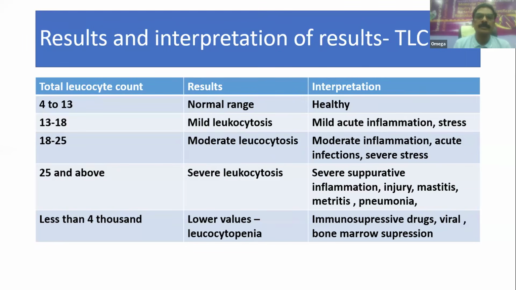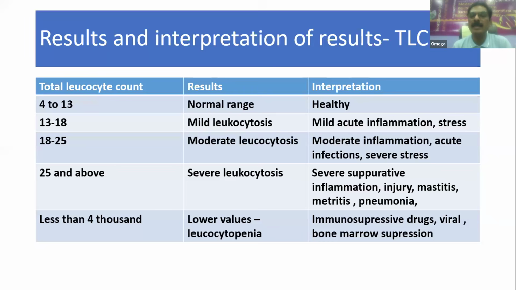Now, total leukocyte count is one of the crucial parts of disease diagnosis or blood examination. Generally, total leukocyte count of 4 to 13 will be called healthy animals. If it goes beyond 13 to 18, mild leukocytosis; 18 to 25, moderate leukocytosis; and above 25,000, severe leukocytosis. So these are the conditions which lead to different alterations in the leukocytic count.